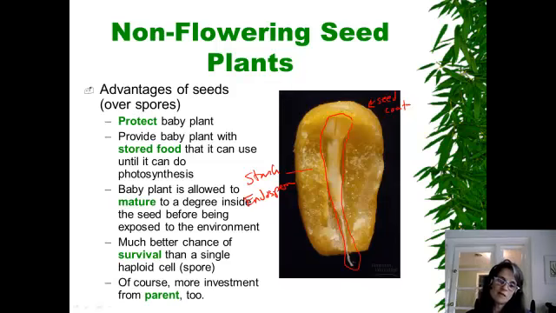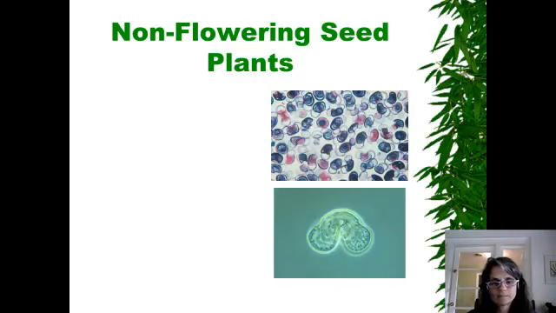Okay? But, of course, the other flip of that is there's more investment from the parent, too. The parent has to put in a lot more energy into this kind of seed than it does into making a spore. So it's costly energetically for the parent, but it must be a decent trade-off. It must be so much more likely to survive that natural selection has favored this, even though it is more costly for the parent to make it.